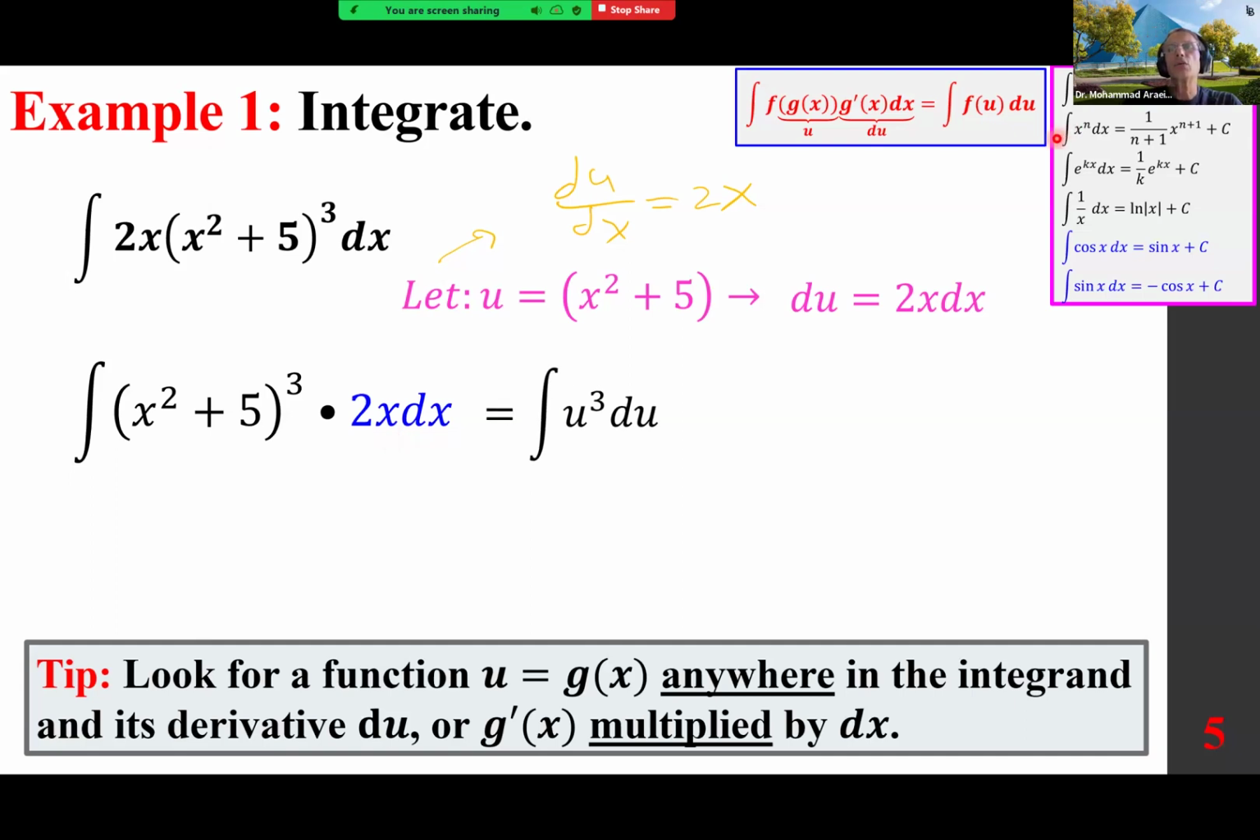And now we can use the power rule on that. This is 1/4 u to the power of 4 plus a constant. Reverse the substitution. Instead of u, we're going to put x squared plus 5, and we get 1/4 times the quantity x squared plus 5 to the power of 4 plus a constant, which is the final answer. Now, if you were to check, all you have to do is differentiate this. You get this one without the dx. That's how you check it, everybody.